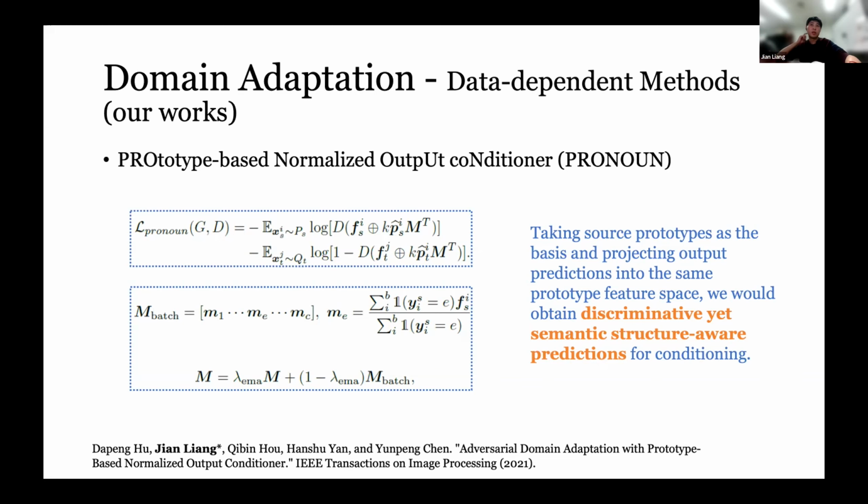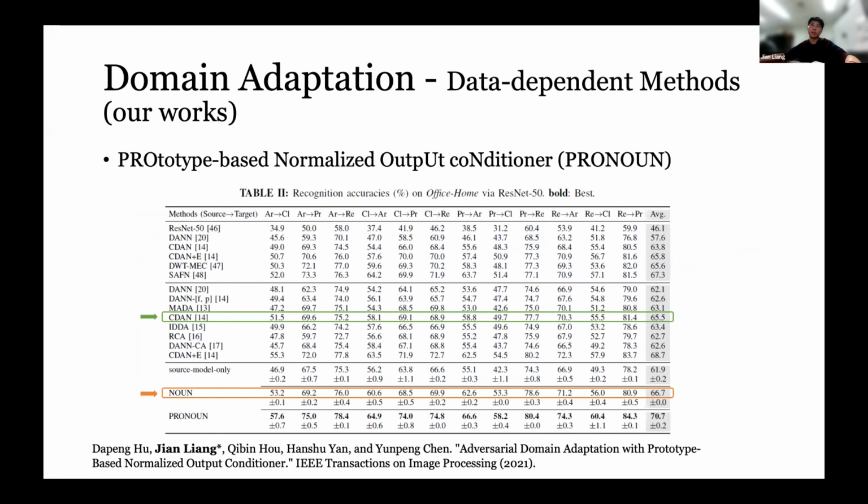Okay, next page. Here we show the result of both methods with previous work. Compared with conditional adversary training methods, our methods, noun and pronoun, achieve much higher performance. And using the prototypes as a projection, pronoun obtains a much higher result than that of the noun. Right. Okay. Next page.